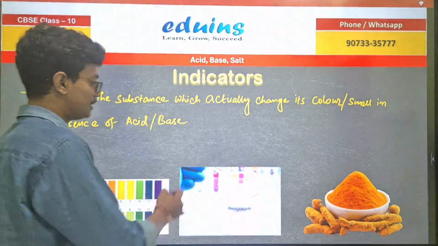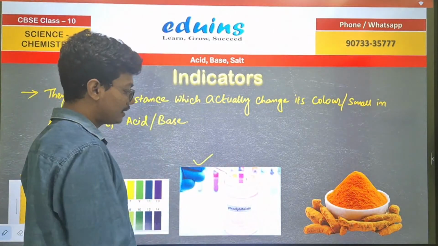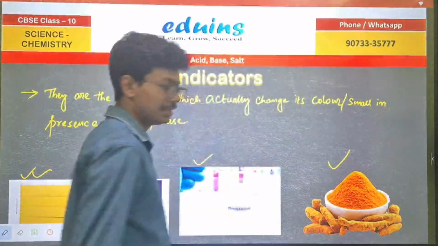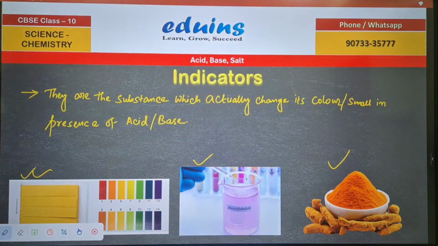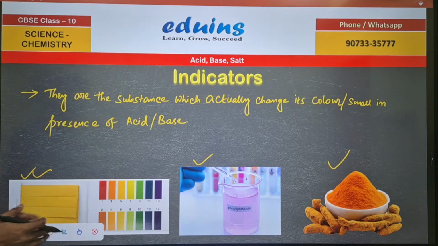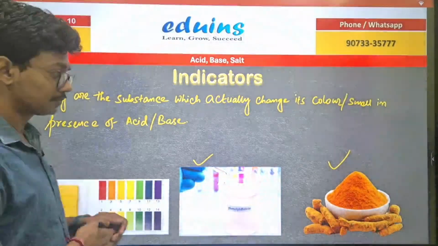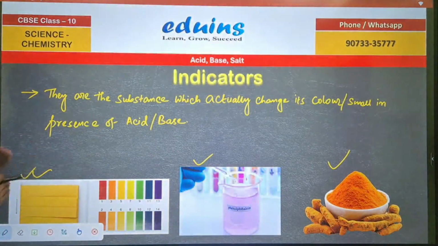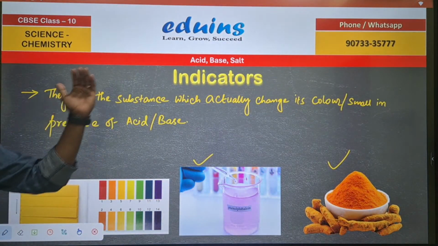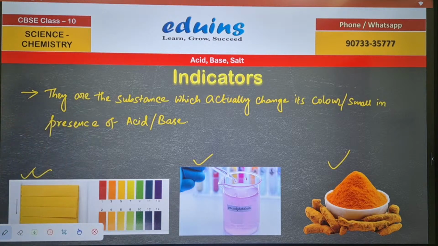Second one is the phenolphthalein, and third one is the turmeric. Okay, so the examples of indicator, what are they? First of all, the litmus paper. Second one is the phenolphthalein, and third one is the turmeric, which we call haldi. Okay? So first one, litmus paper, phenolphthalein, and turmeric. Clear?